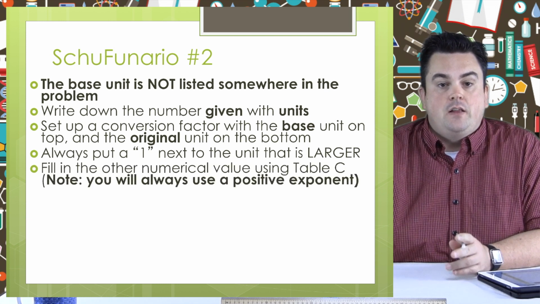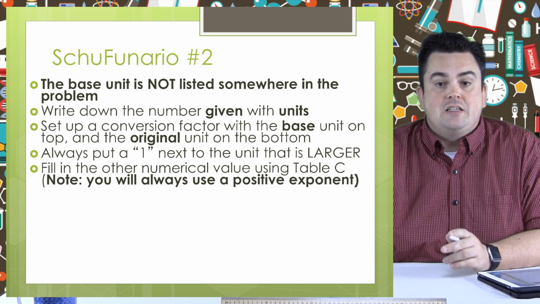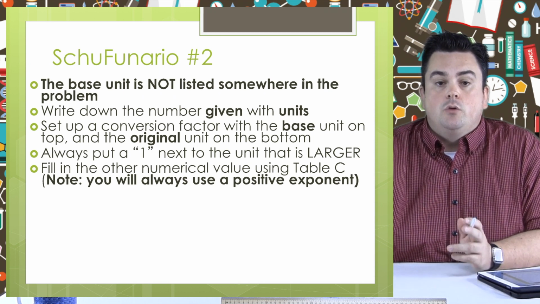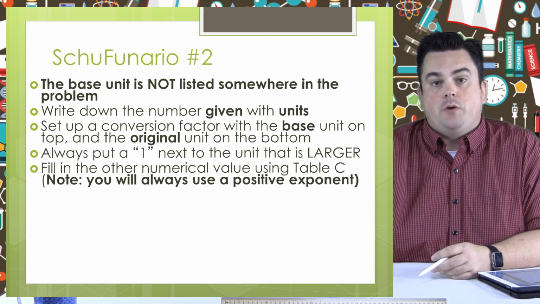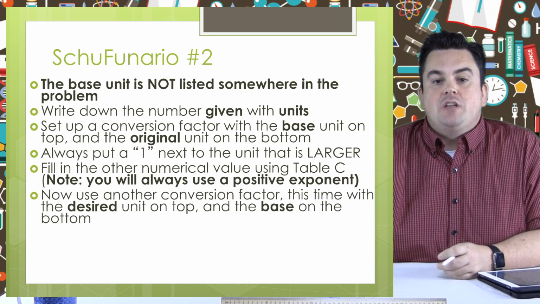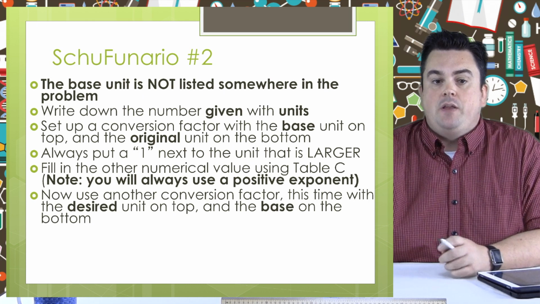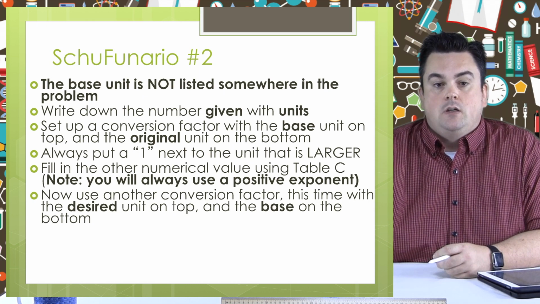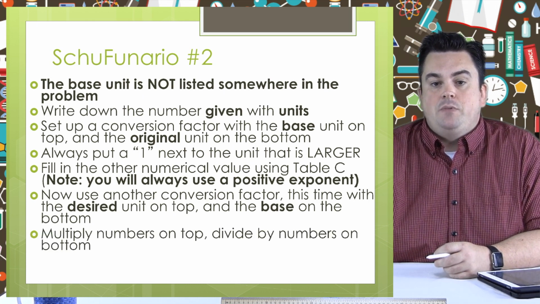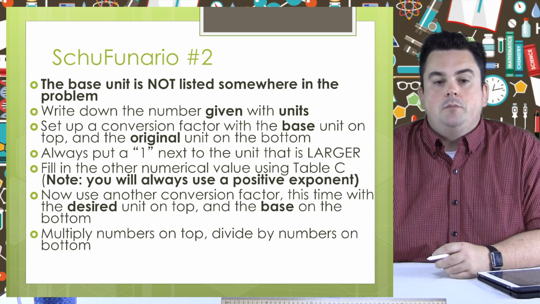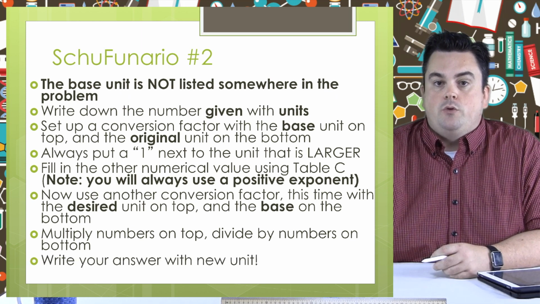Fill in the other numerical value using table C. Note, you will always use a positive exponent. Now use another conversion factor, this time with the desired unit on top and the base unit on bottom. Multiply the numbers on top, divide by the numbers on bottom, write your answer with the new unit.